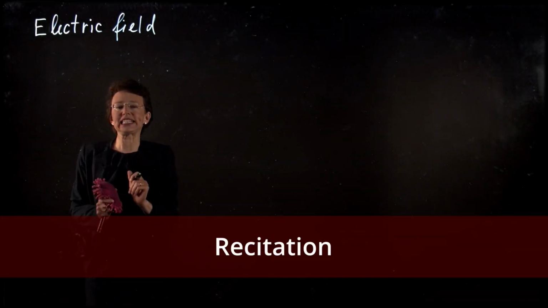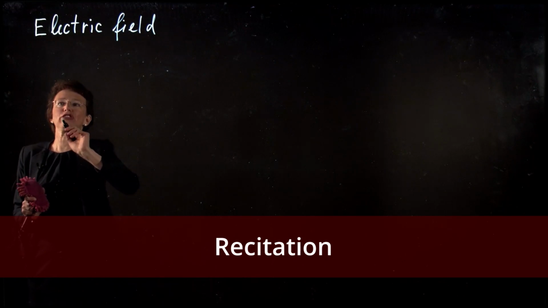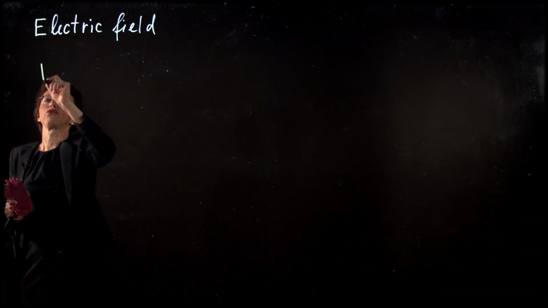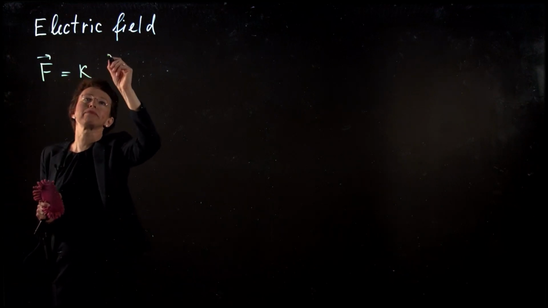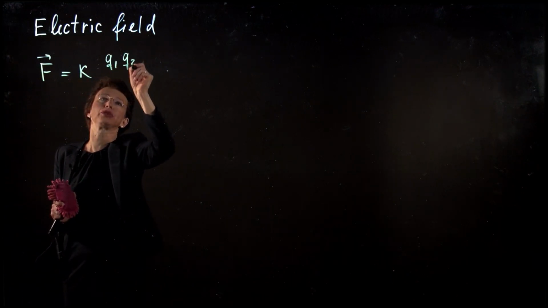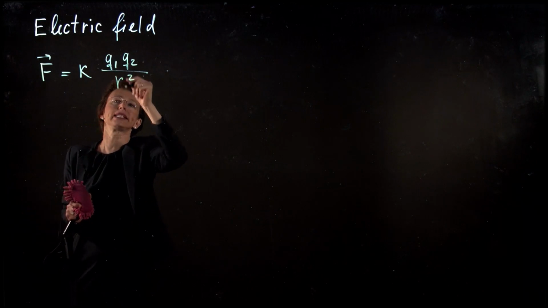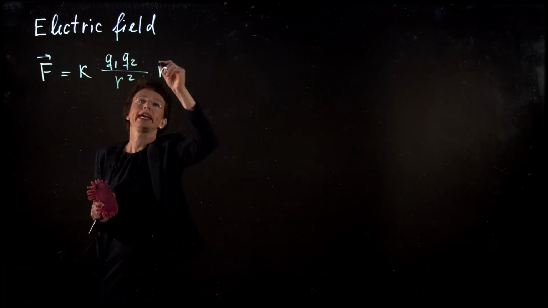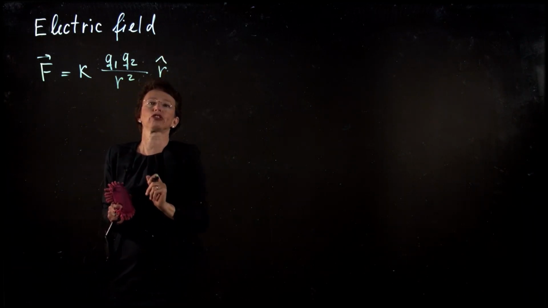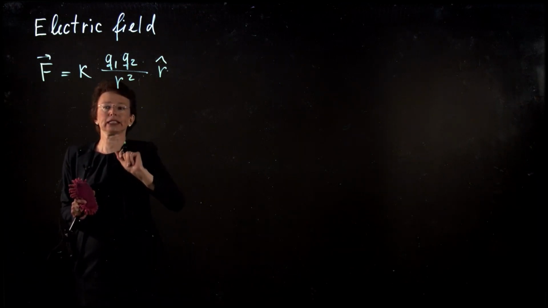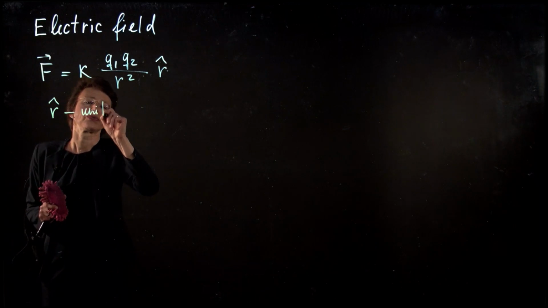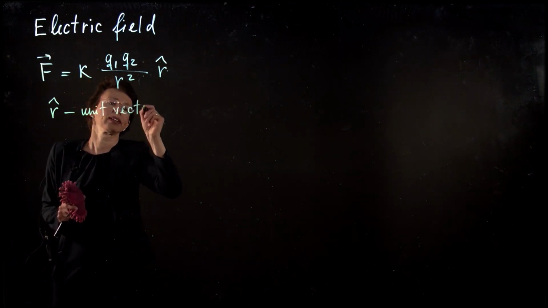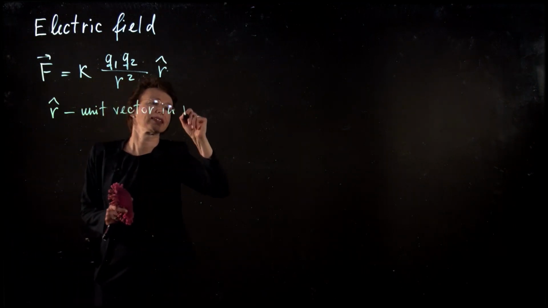This is our second recitation, and today we will talk about electric field. We know that force between two charged particles is K, magnitude of Q1, magnitude of Q2 divided by distance between them squared. And I put unit vector R in radial direction. R is unit vector in radial direction.